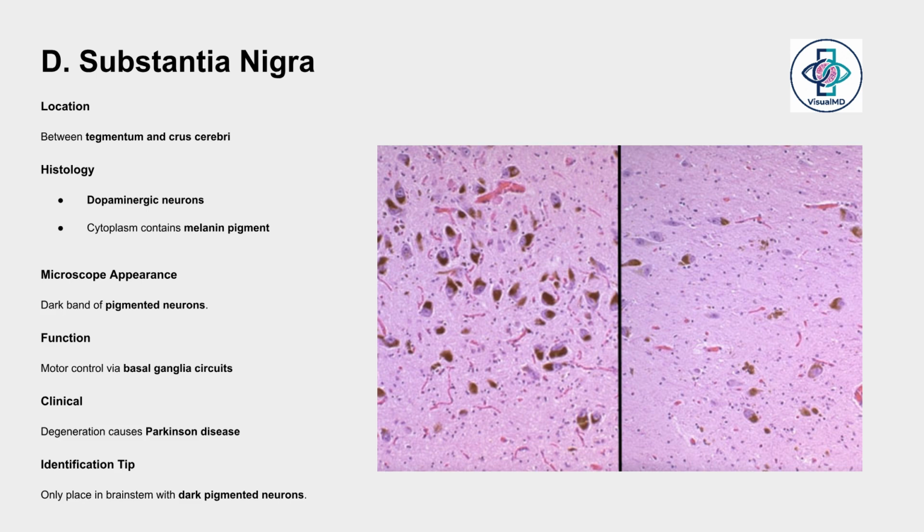The substantia nigra is found between the tegmentum and crus cerebri. It contains dopaminergic neurons, whose cytoplasm holds melanin pigment, appearing as a dark band of pigmented neurons. It controls motor function via basal ganglia circuits. Degeneration leads to Parkinson's disease. It's the only place in the brainstem with dark pigmented neurons.